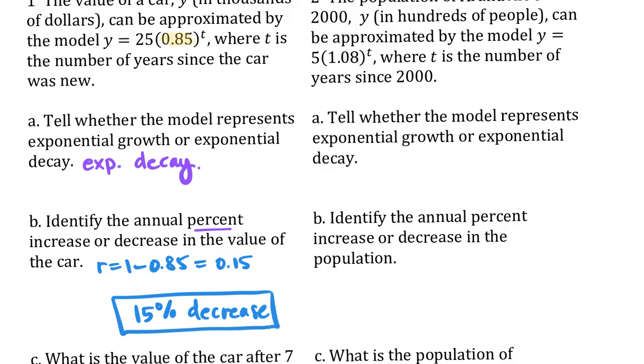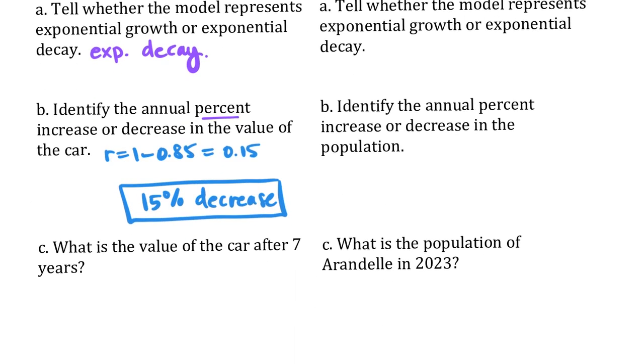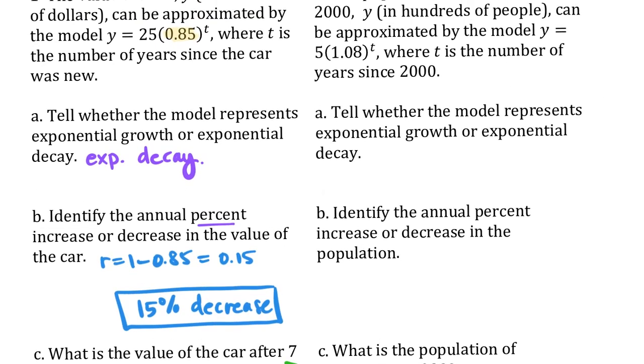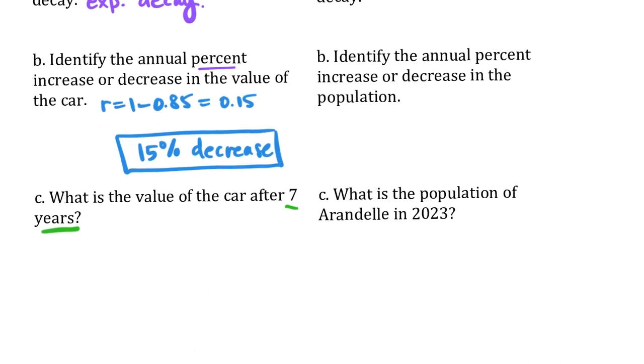Okay, the last question asks, what is the value of the car after 7 years? Let me go back to the problem. Where does it talk about years? T is the number of years. So I'm going to plug 7 years right here. Y equals 25 times 0.85 to the 7.